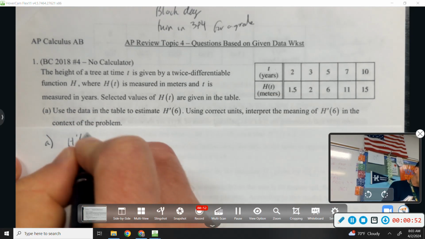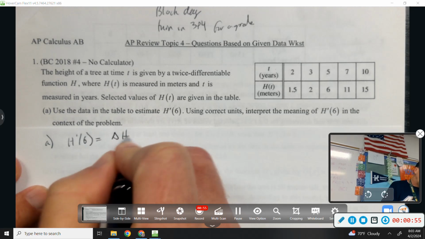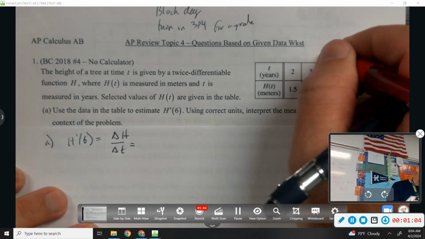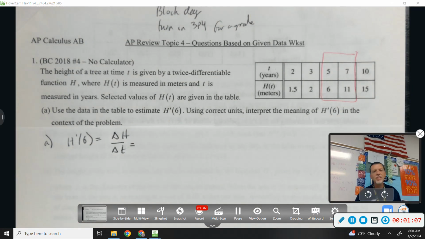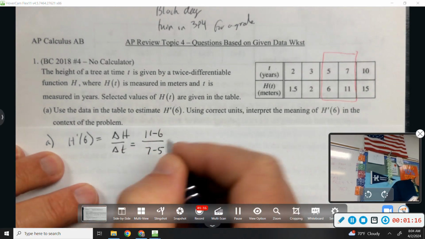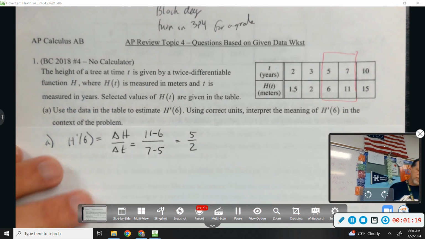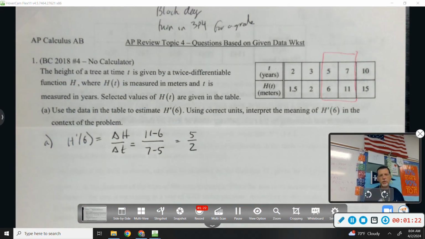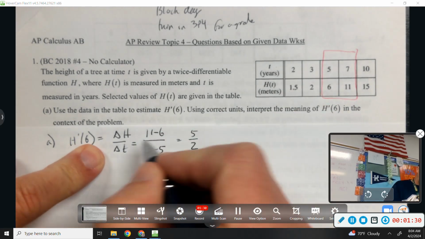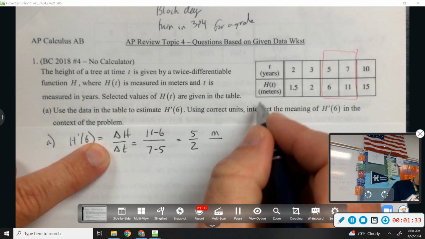Okay, h prime of 6, that should be an easy one because that's going to be change in h over change in time. At time equals 6, I should probably use the two closest to 6. So let's use 5 and 7. So 11 minus 6 over 7 minus 5. So that's 5 over 2, 2.5, but it's no calculator, so let's just leave it at 5 halves. The units, I don't have to know what the units are, they tell me. h is in meters, time is in years.